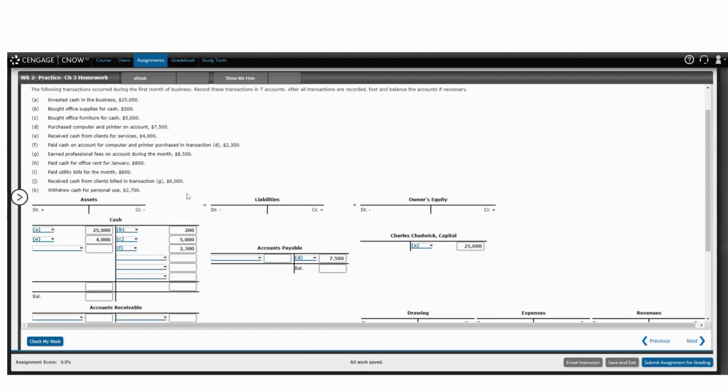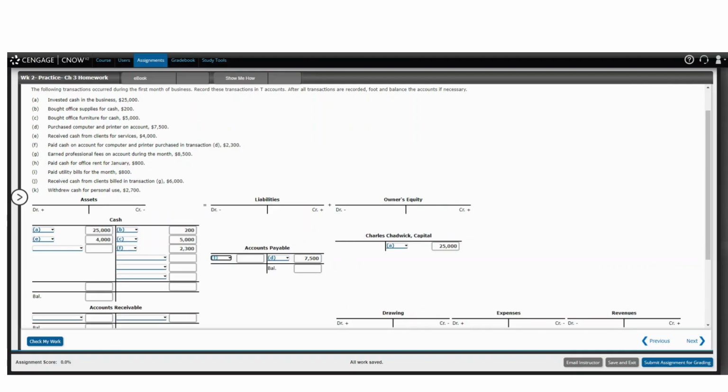The other account that's affected is my liabilities. Okay, I don't owe them $7,500 anymore. I made a payment. Okay, my liabilities decrease on the debit side. So I'm going to change this to F, and I'm going to put $2,300 here.